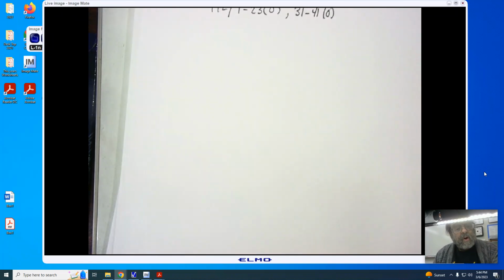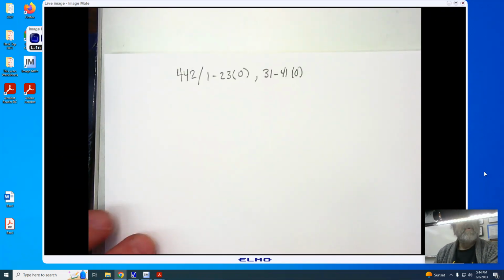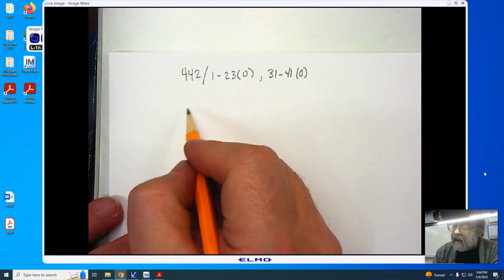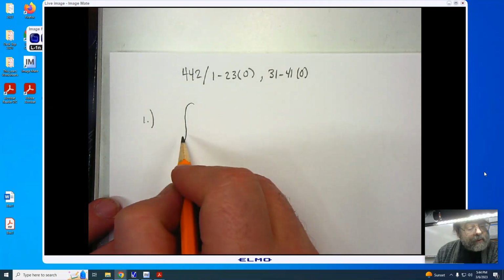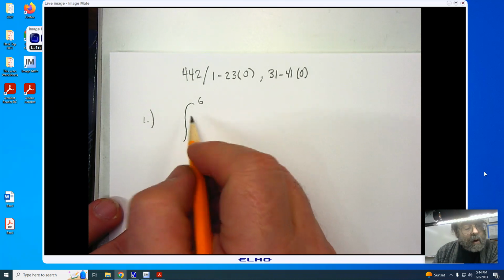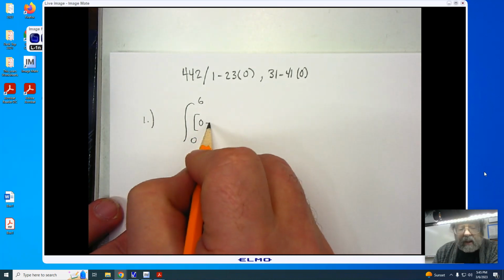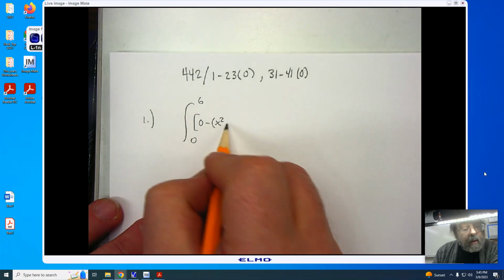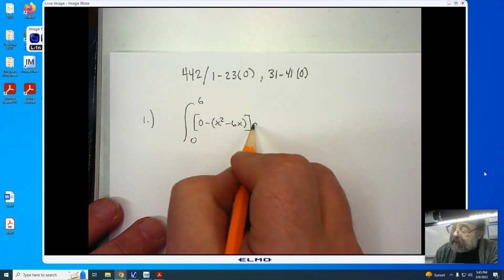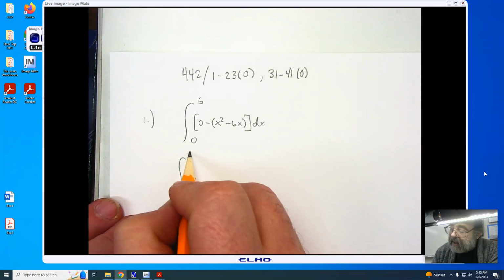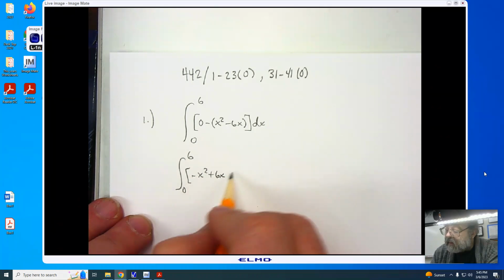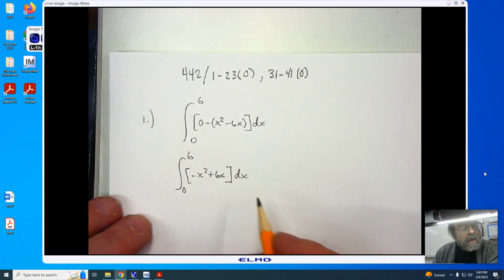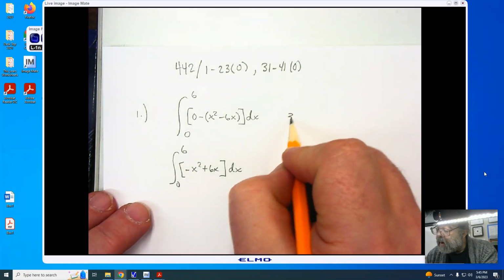We're going to start with our first one. That first one, if you recall, if you're looking at your textbook, we are starting at the integration, and we have from 0 to 6, with our upper equation being 0, minus the lower equation, x squared minus 6x dx. Now, I'm going to just simplify this so that it is in a way that I will go ahead and integrate. That's negative x squared plus 6x dx. They do not ask me to integrate. That's important to remember.